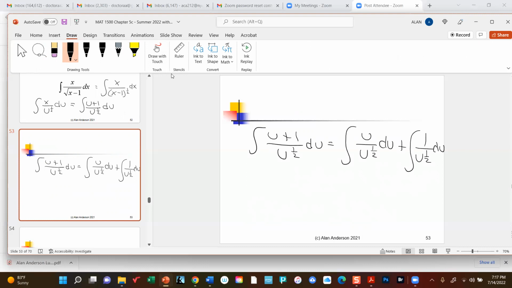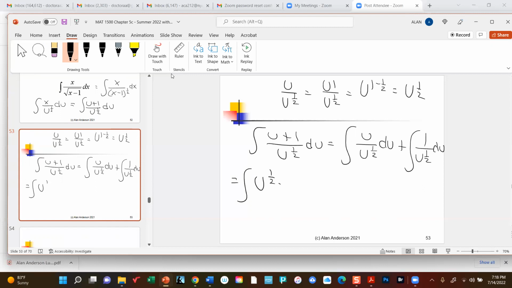Now, keep in mind that u over u to the 1/2 is the same as u to the first over u to the 1/2, which is u to the 1 minus 1/2, which is u to the 1/2 power. So the first term is u to the 1/2 power du. Here, we simply have u to the minus 1/2 du. And now we can apply the power rule to both of these. Okay.